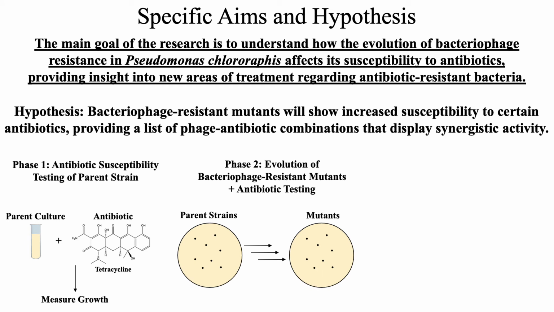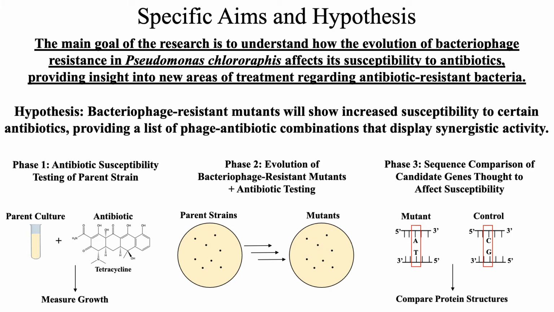Eventually, this parent strain will be used to create mutants that are resistant to bacteriophage infection, and antibiotic testing of the mutants will follow. The last phase involves sequencing and comparison of candidate genes in the parent strain and the mutants to determine if any of these mutations could affect susceptibility that has been seen.